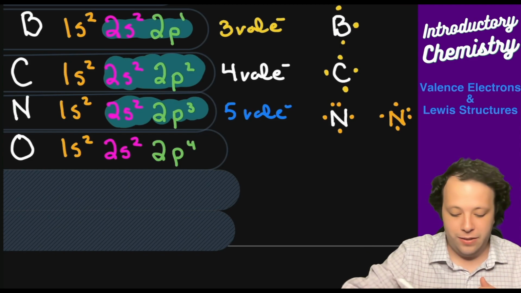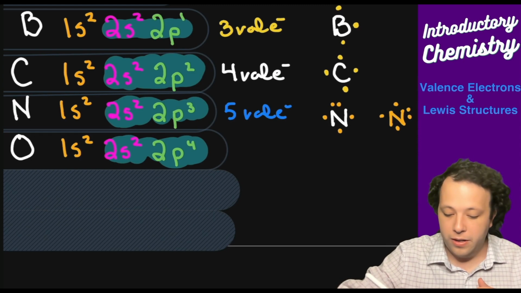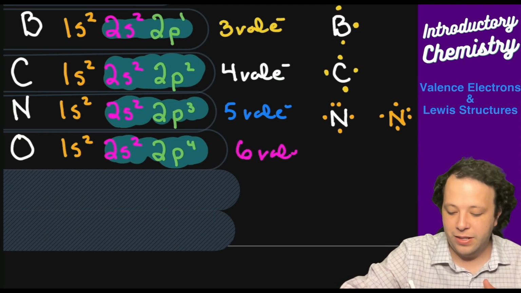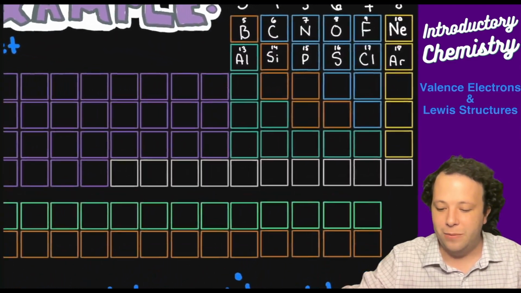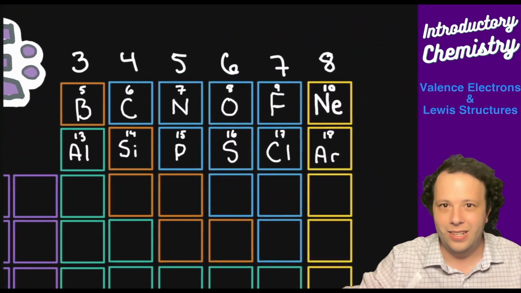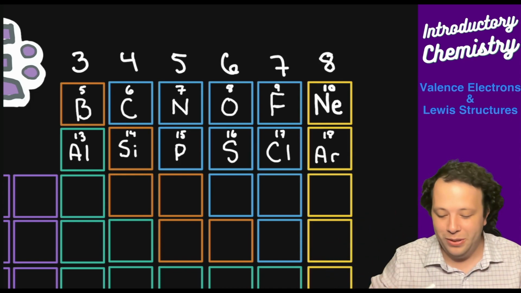We're going to go down that. We're going to highlight our valence electrons. So 2 plus 4, which means 6 valence electrons. Notice how that's also matching up with our column, right? So oxygen's here in the 6th one. You see fluorine is 7, neon is 8. So we can keep building this.